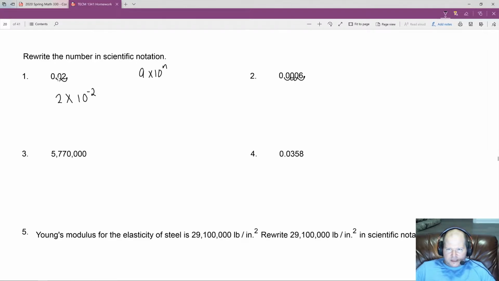0.00006. So we have to move the decimal place over 4 places. And the answer is going to be 6 times 10 to, and we had to move this over 4 places. And the original number was a small number, being smaller than 1. So it's going to be a negative 4 exponent.